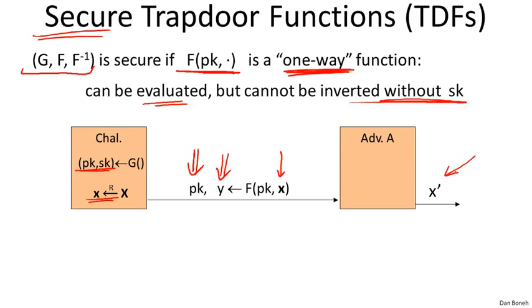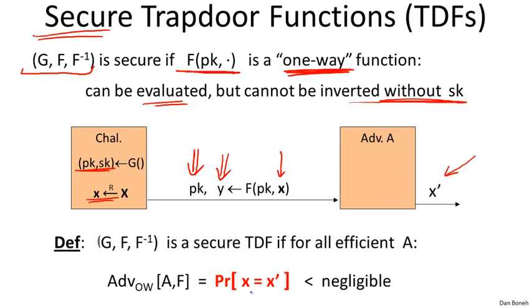So he outputs some x prime, and we say that the trapdoor function is secure if the probability that the adversary inverts the given point y is negligible. In other words, given y, the probability that the adversary is able to output a pre-image of y is negligible. And if that's true for all efficient algorithms, then we say that the trapdoor function is secure.